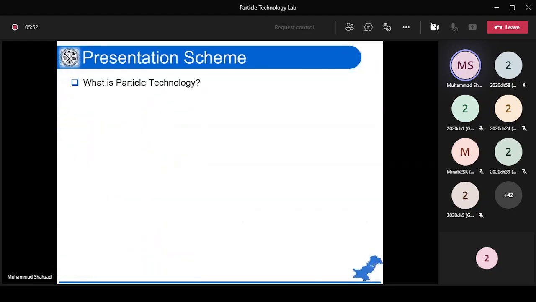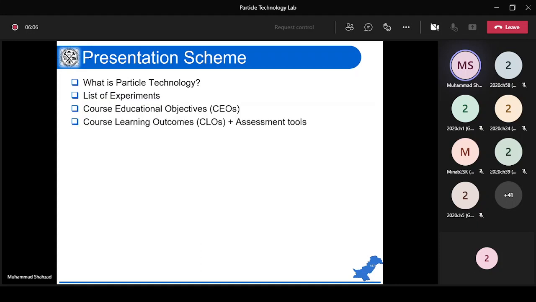So in today's lecture we are going to discuss what is particle technology, and I will share a list of experiments. Then I will describe the educational objectives, both learning outcomes and assessment tools. Normally, students are more concerned with the assessment tools, so I will describe them early at the start of the semester so that you are well prepared for your assessments.